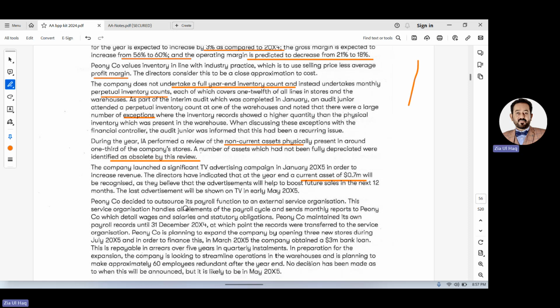Peony company decided to outsource its payroll function to an external service organization, meaning the company payroll will be prepared by an external accountancy firm.